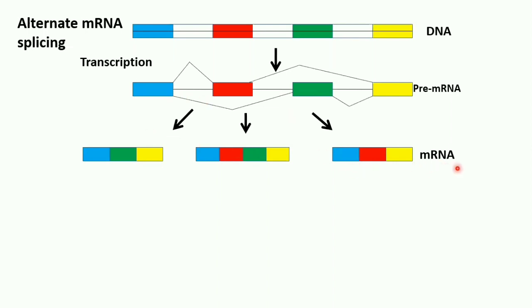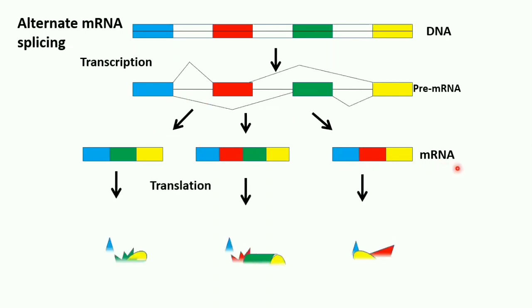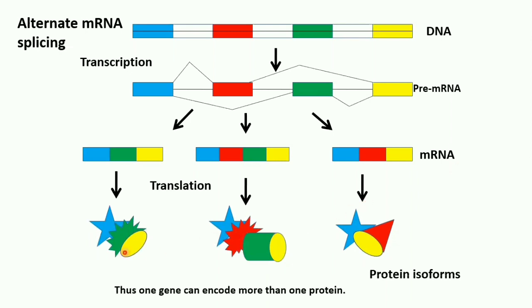Then this forms the mRNA. Then further, by translation, it will produce a different protein. So these are the isoforms of this protein. So one gene has encoded more than one protein. Here, if you see in this way, a single gene expression results in the production of diverse molecules.